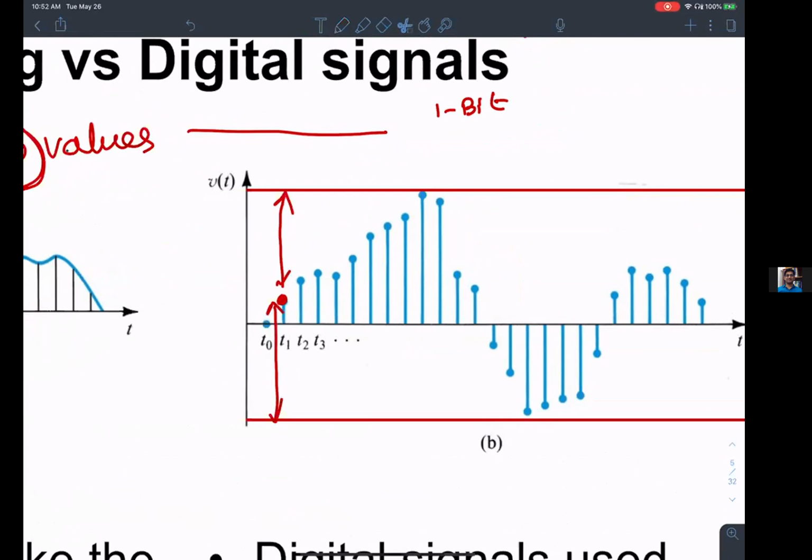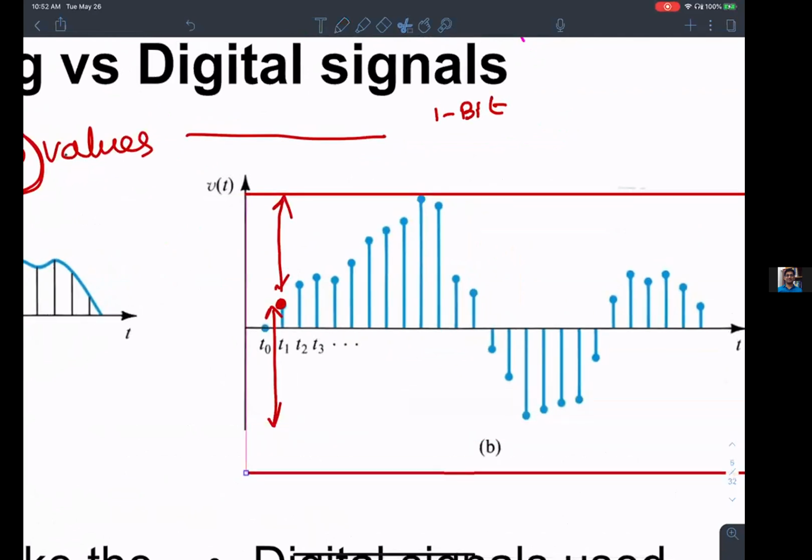Okay, so let me make this a bit more clear. That way it's not ambiguous. Now tell me, is it closer to 1 or 0? 1. So I'm going to encode this bit as 1. How about this guy? So you can see that all of these signals are closer to 1. So I can round them all up to 1.